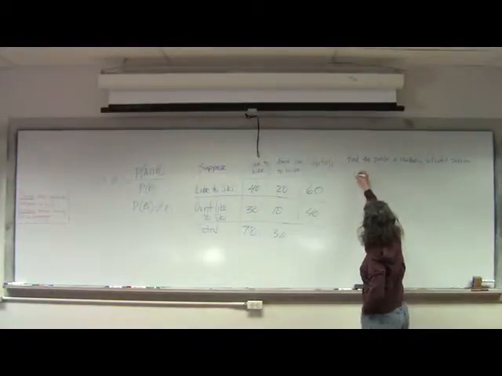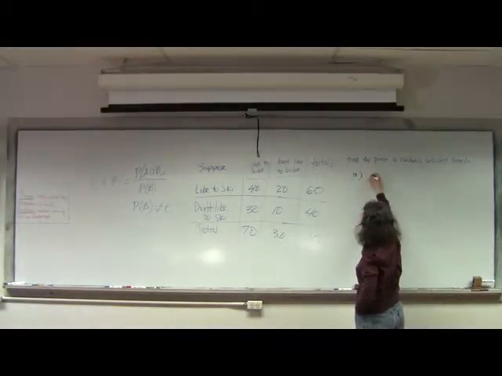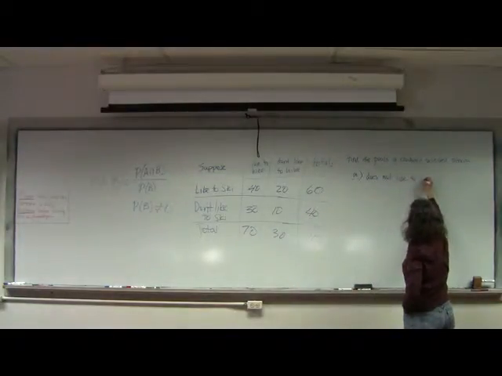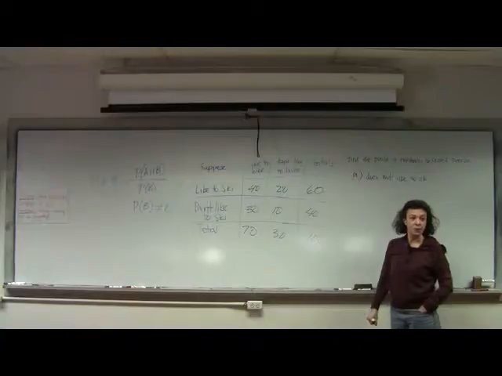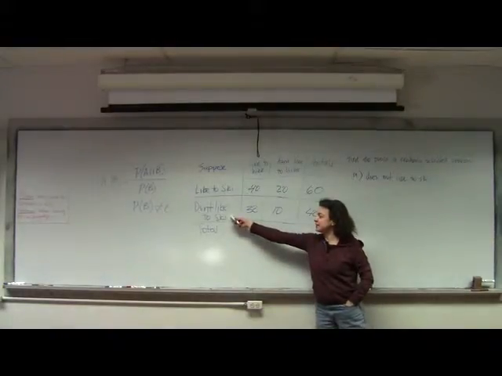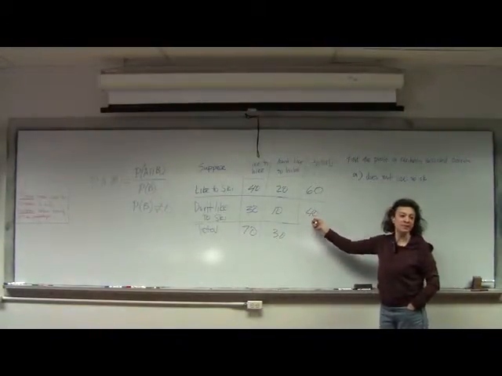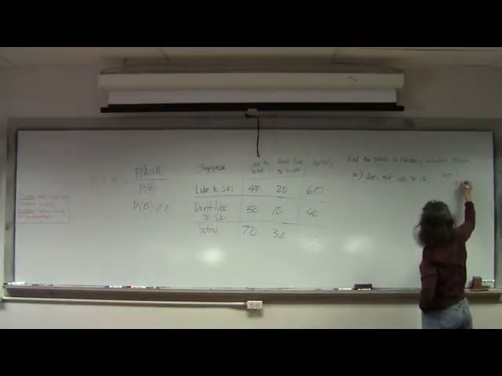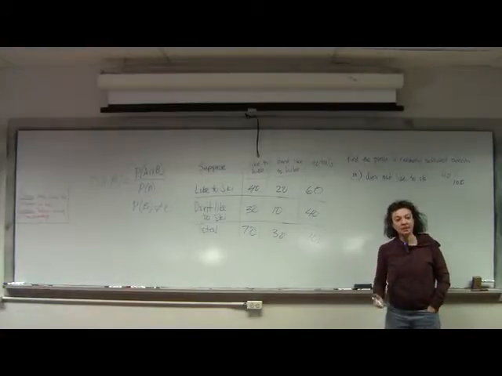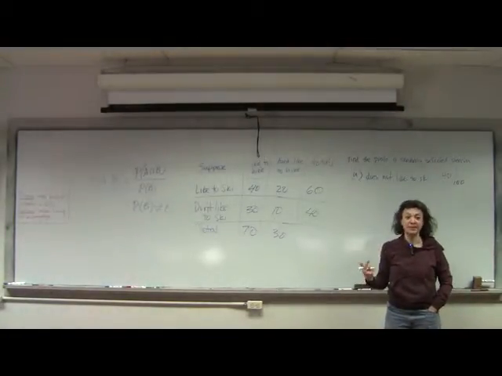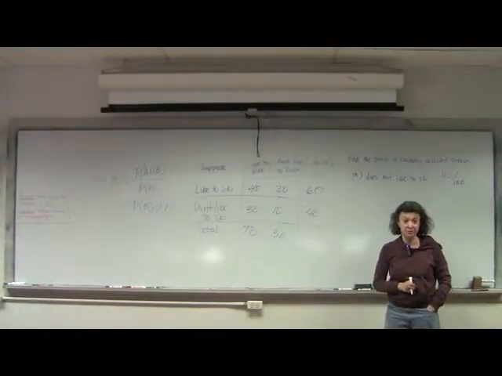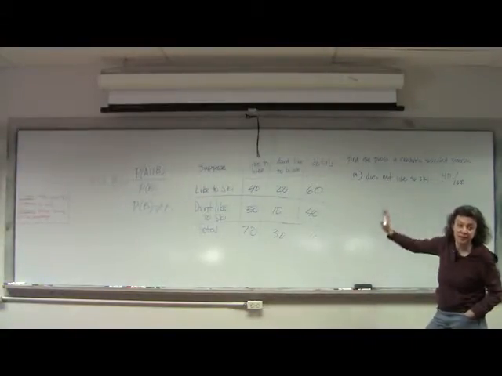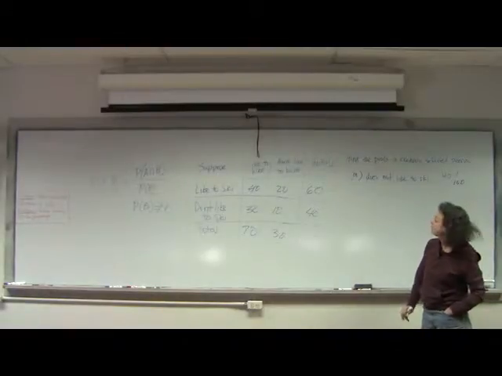Okay, so let's first find the probability that a randomly selected person does not like to ski. Well, here's doesn't like to ski. How many people is that? 40 out of my total 100. And yes, we can simplify our fractions, or yes, you can put them in an equivalent decimal form. Okay? Just going to leave the numbers as they are so that you can see exactly where they came from.